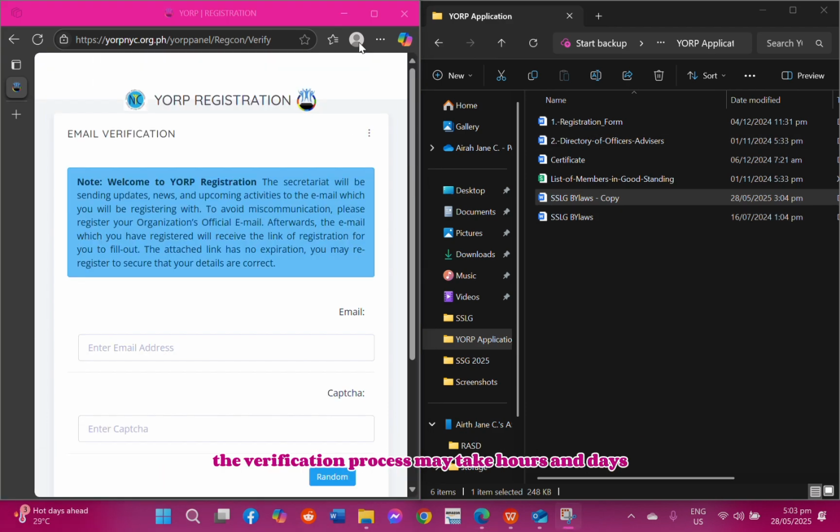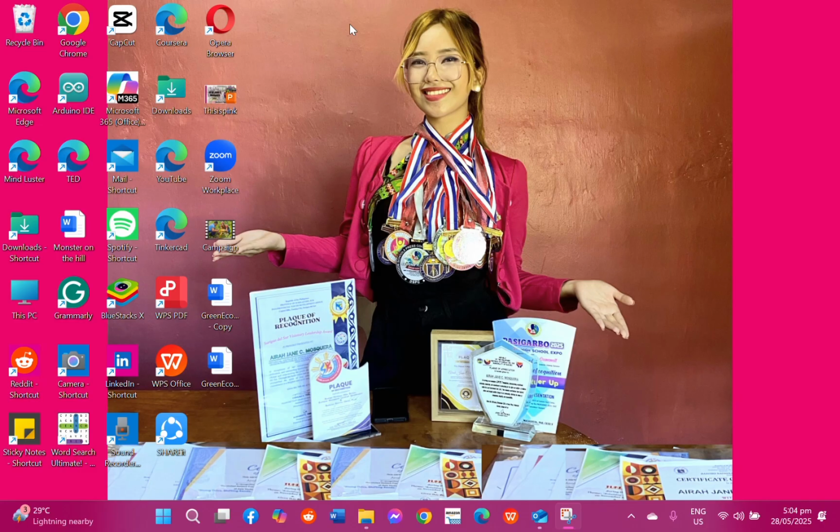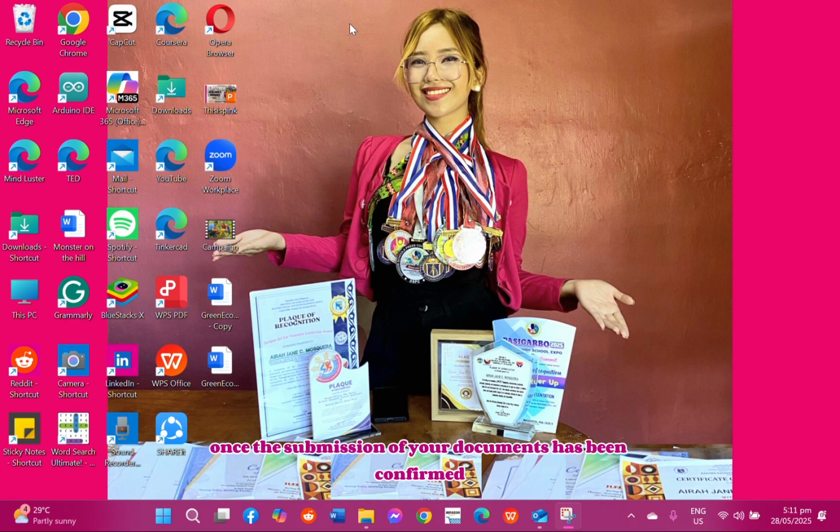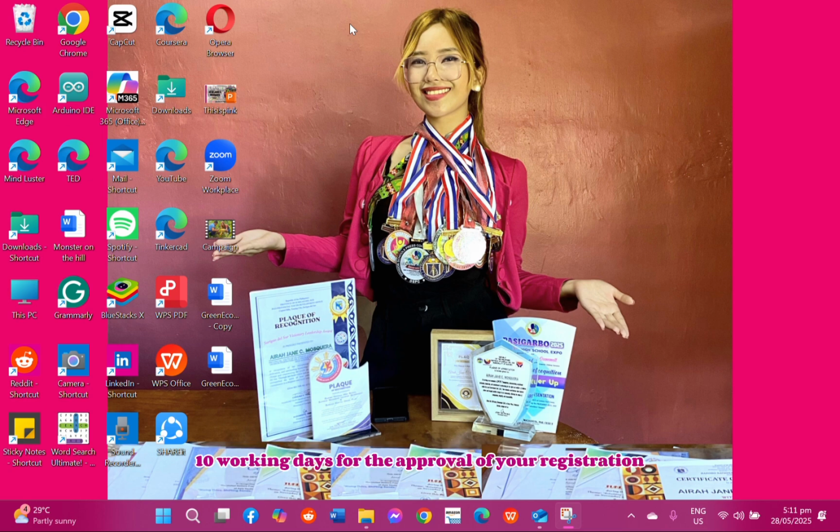Okay, the verification process may take hours and days, which you will just wait for the YORP to send you a link for the submission, which you will submit these documents to. Afterwards, you may check your inbox for email confirmation of submission. Otherwise, contact YORP Secretariat. Once the submission of your documents has been confirmed, you may wait for 10 to 15 working days for the approval of your registration.